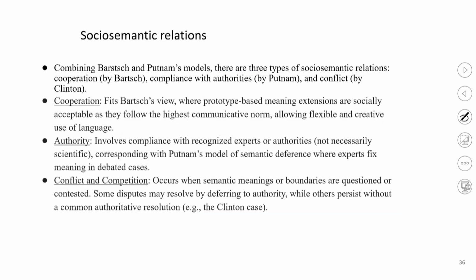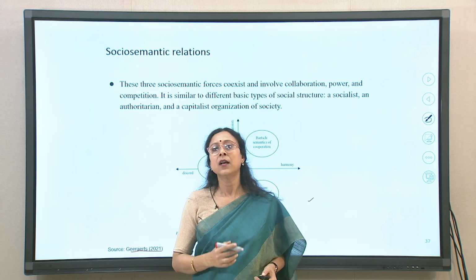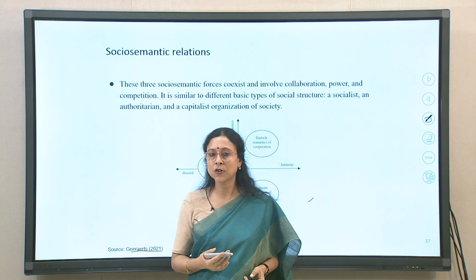Now, this has been talked about by others as well. Cooperation, in Bird's view also, means prototype based meaning extensions are socially acceptable as they follow the highest communicative norm. Then comes authority, which involves compliance with recognized experts, and then conflict and competition occurs when semantic meanings or boundaries are questioned or contested. That is about socio-semantic relations, and this can also be understood through a nice diagram. This is taken from Harriot's publication. So, basically starting from Putnam, and in fact Putnam and Kripke also talked about similar things.